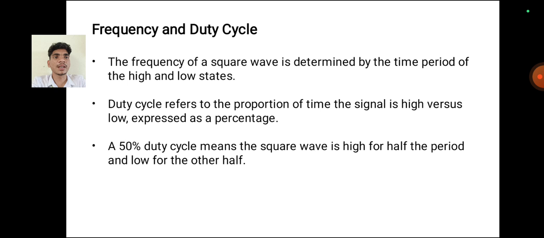Frequency and duty cycle. The frequency of a square wave is determined by the time period of the high and low states. Duty cycle refers to the proportion of time the signal is high versus low, expressed as a percentage. A 50% duty cycle means the square wave is high for half the period and low for the other half.